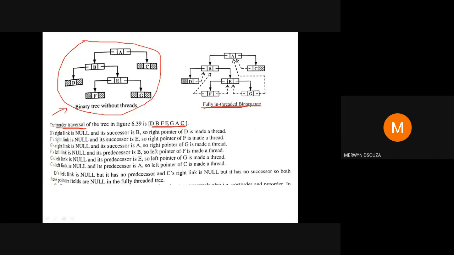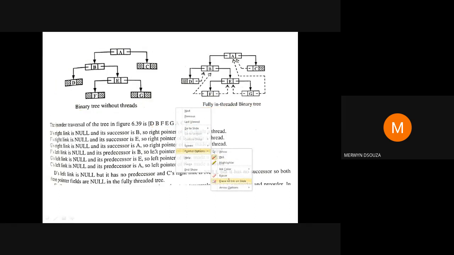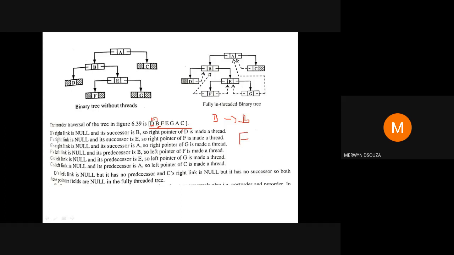D B F E G A C. Yesterday's lecture I informed you that if you want to find something known as an in-order successor, you take any node here and see whatever value comes after it. For example, the in-order successor of D is B. Why? Because after doing the traversal, B is coming after D. Similarly, if I ask you the in-order successor of F, E is coming after F, so the in-order successor of F is E.